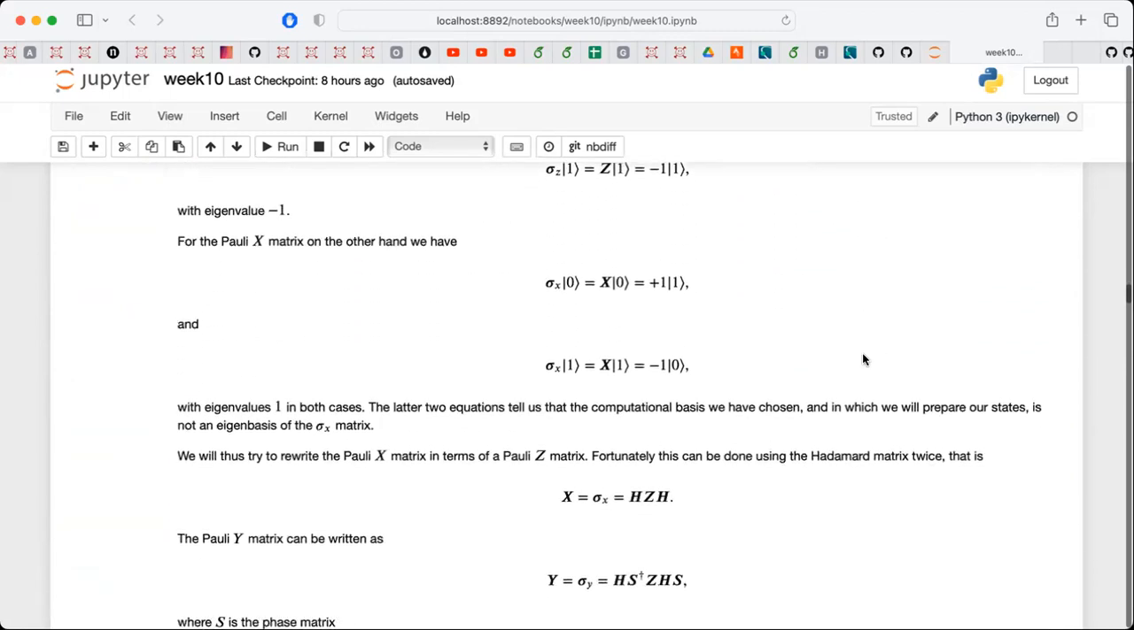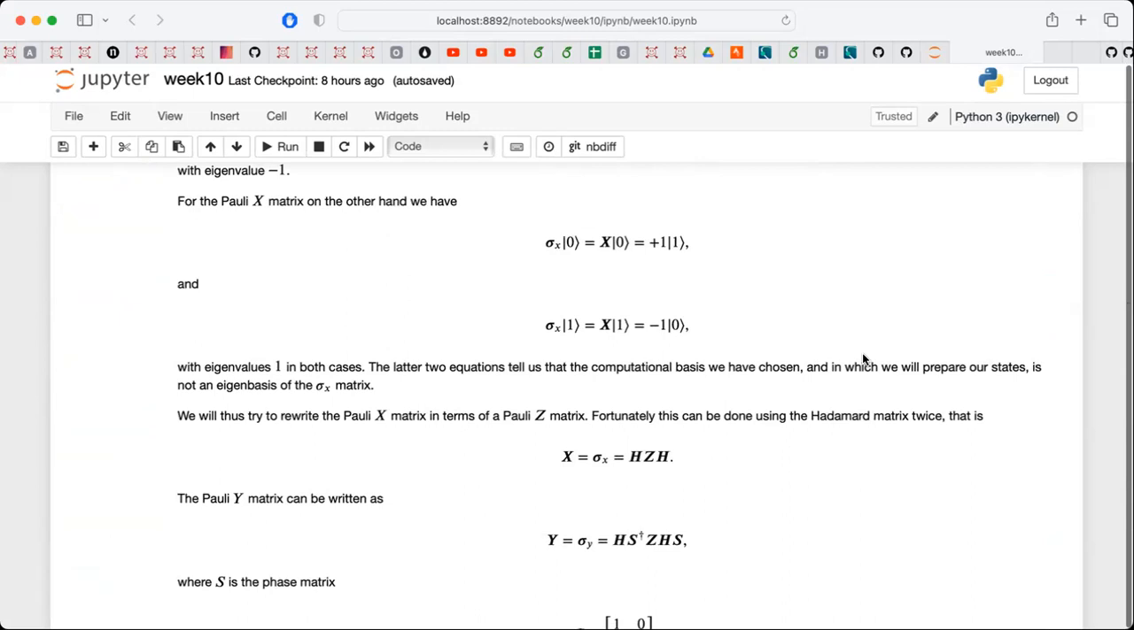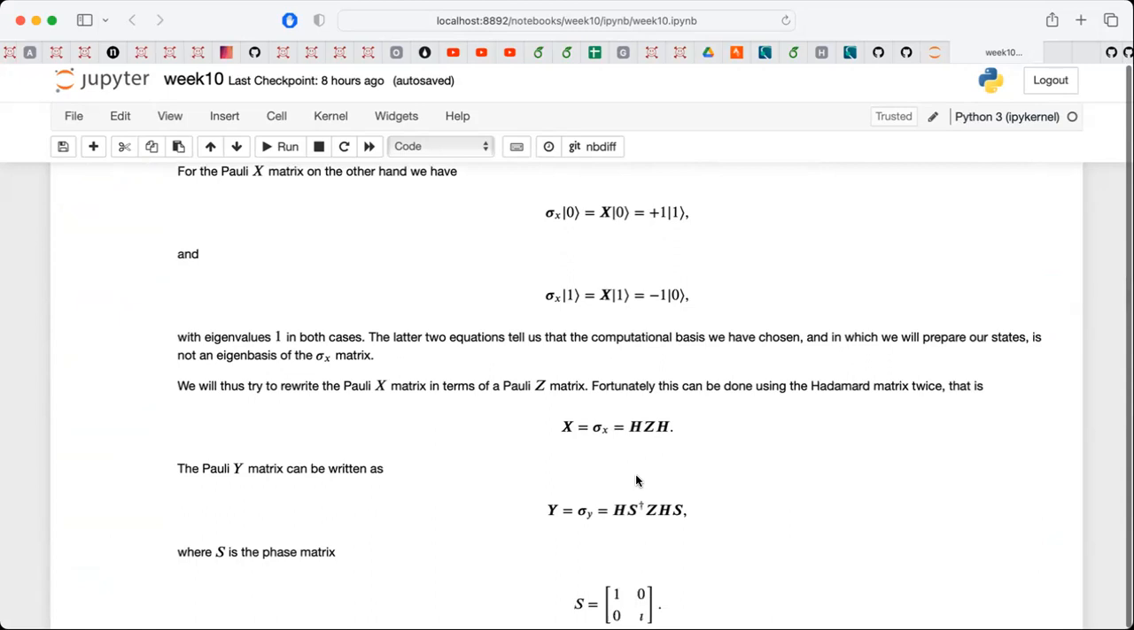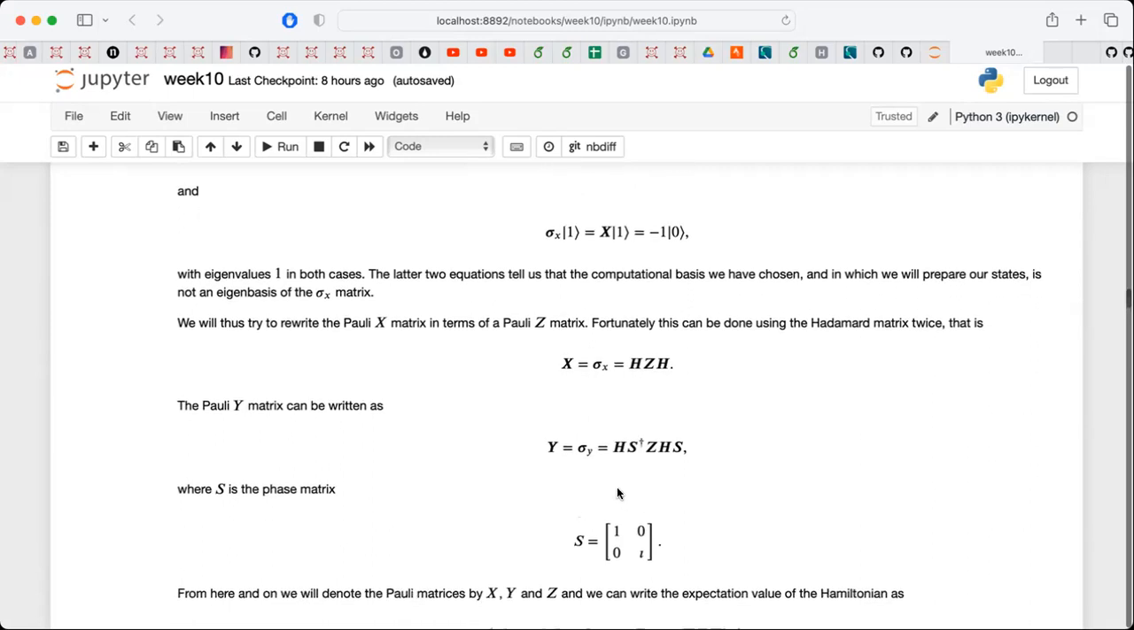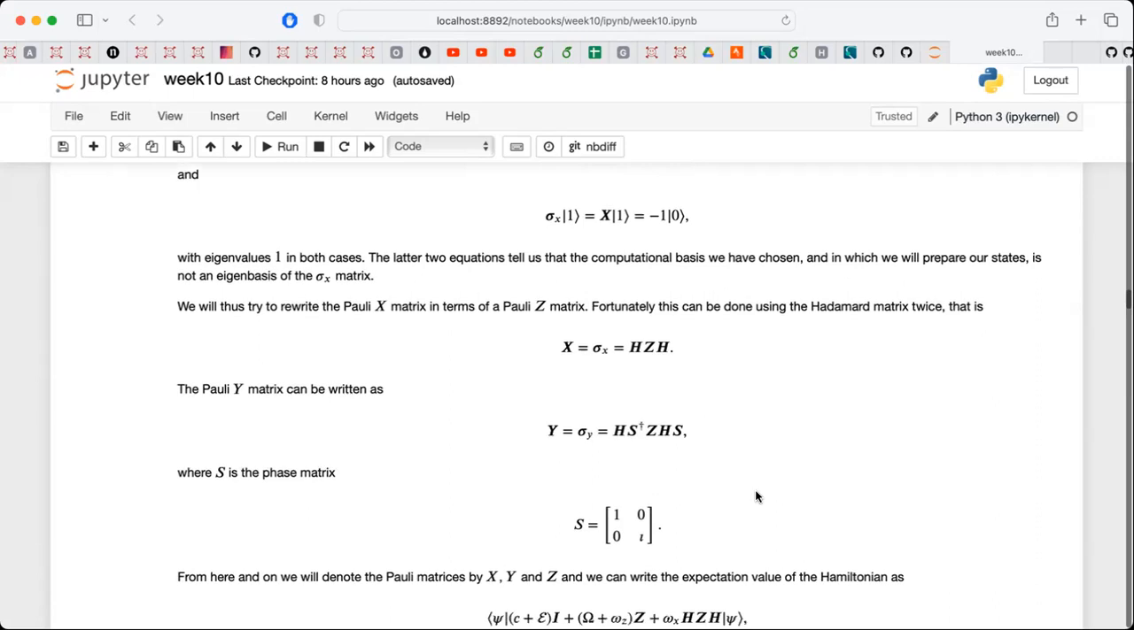So rewriting that quantity is something which is actually pretty straightforward. We can actually use the so-called Hadamard matrix. And if we use the Hadamard matrix, what we end up with is a matrix H times Z times H, which is the same as the Pauli X matrix. And this is the replacement which we are going to make in the Hamiltonian in order to set up the calculations here. If you have a Pauli Y matrix, this is a little bit more complicated because that's going to be given by the combination of the phase matrix and the Hadamard matrix.